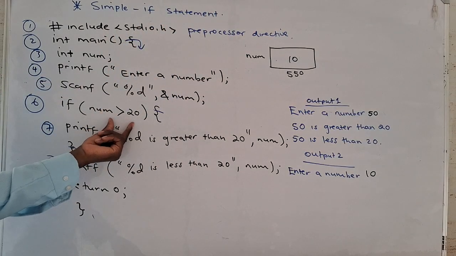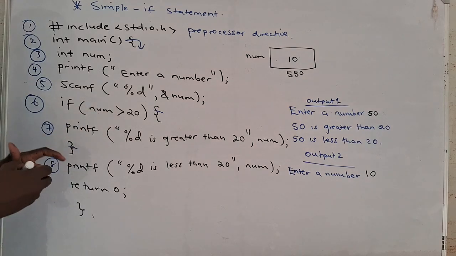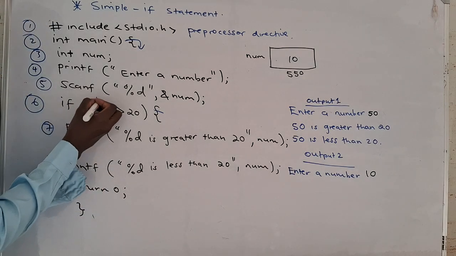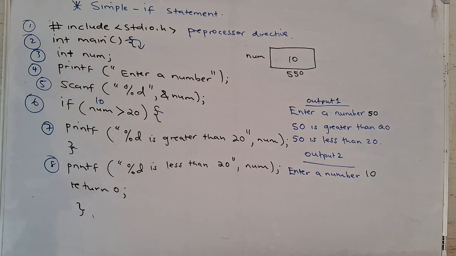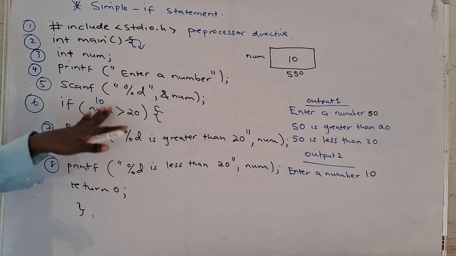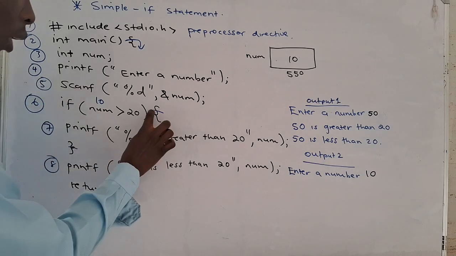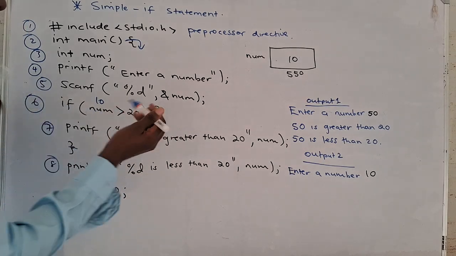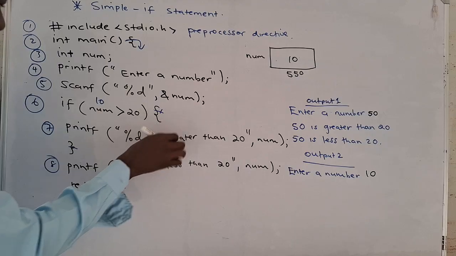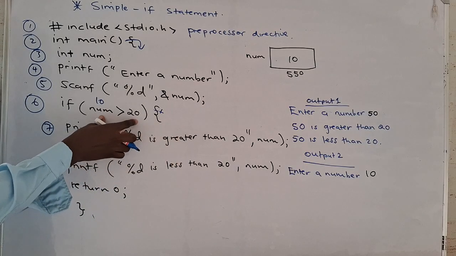This condition is going to be checked. If num is greater than 20, what is the value of num? Num is 10. So if 10 is greater than 20, true or false? This is false. So what is going to happen? The control is not going to enter into this if block, because this condition is false.